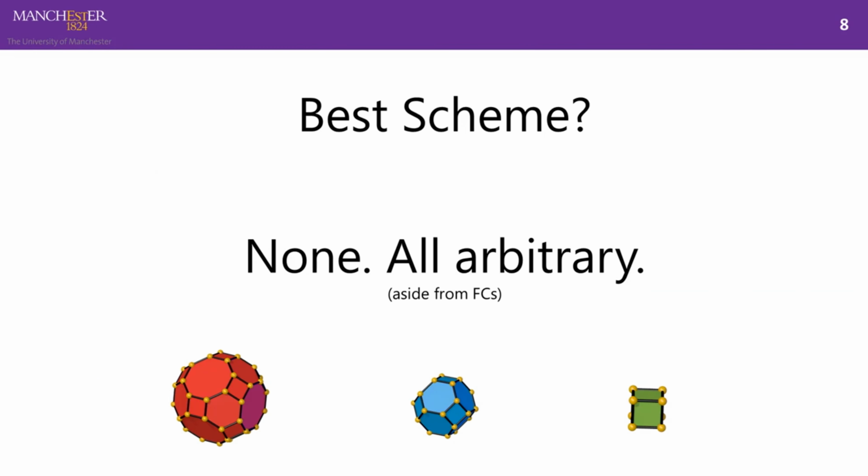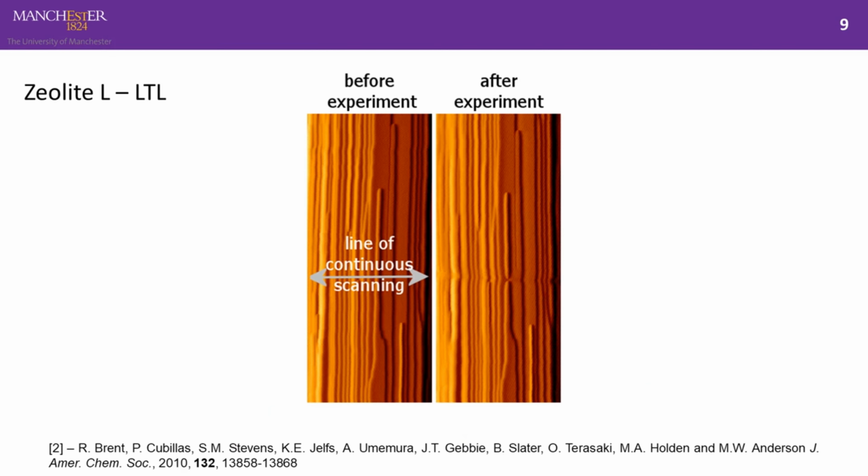So which scheme is the best out of those? The answer is none of them, because they all have some arbitrary decisions made in the process when you break down a structure into them. So that eliminates all possibility of using them as a general building unit, because you can't algorithmize them. So let's move to what we see in reality.